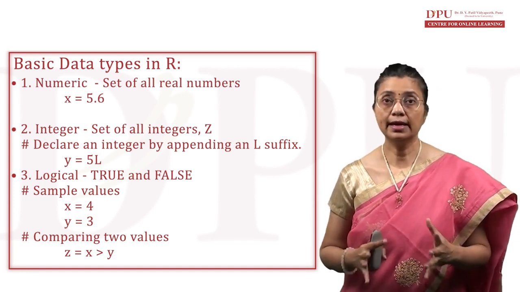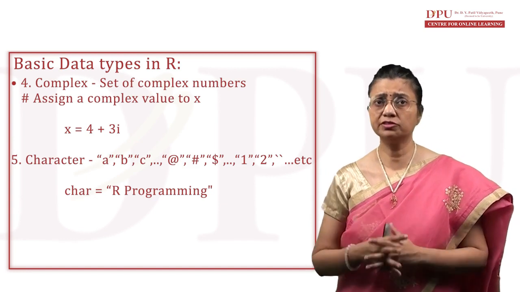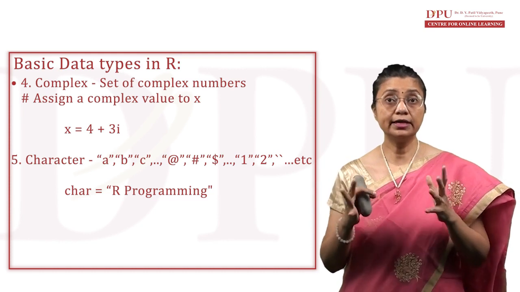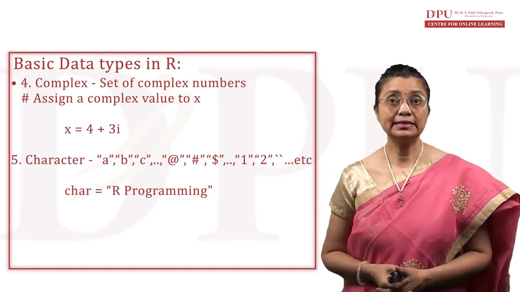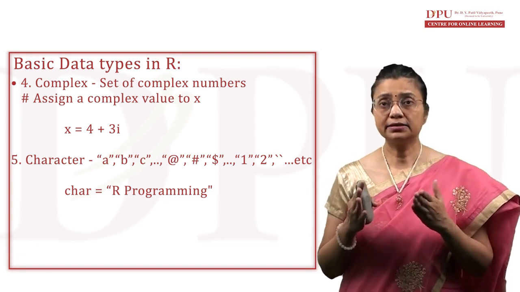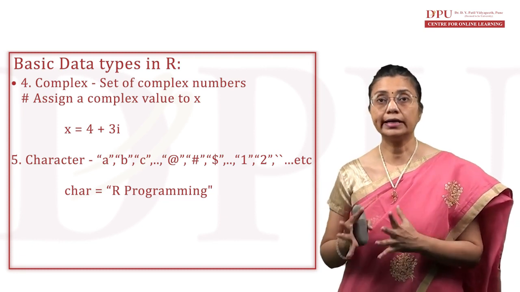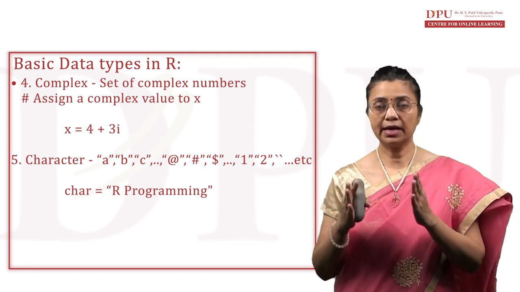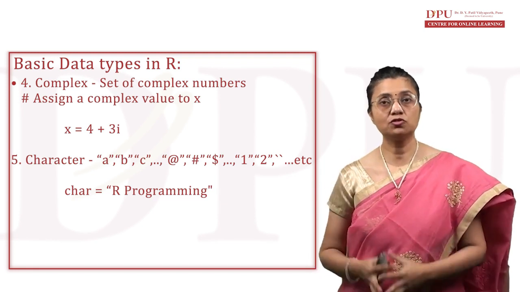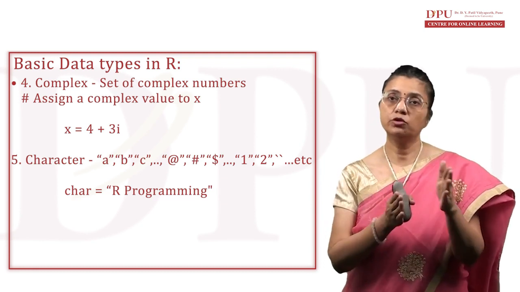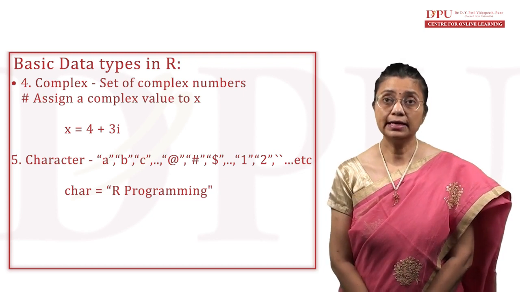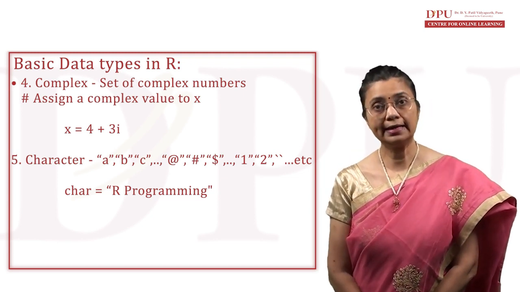Likewise, I have the fourth one which is complex. So complex is what? It is the set of complex numbers, where I can write x equals 4 plus 3i. So basically 4 plus 3i, this is how I can also store the value. Whatever is the computation of 4 plus 3i, that would be stored into the variable x. So you can see I'm assigning a complex value to a variable x.